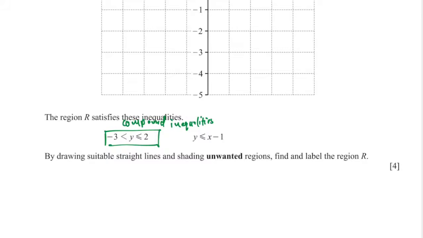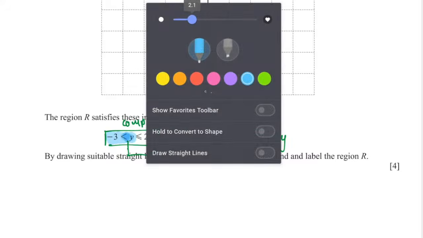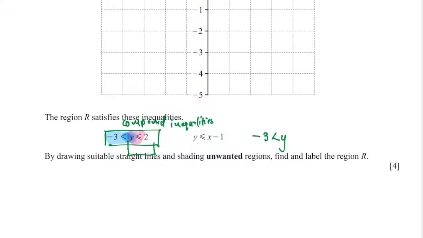So what you should do is open it up. You take this one as the first one, then you take this one as the second one. Y should always be there. So the first one is minus 3 is less than y. Let's open it up. Then the second inequality in this compound is y is less than or equal to 2. So you're going to put the second one, y is less than or equal to 2.